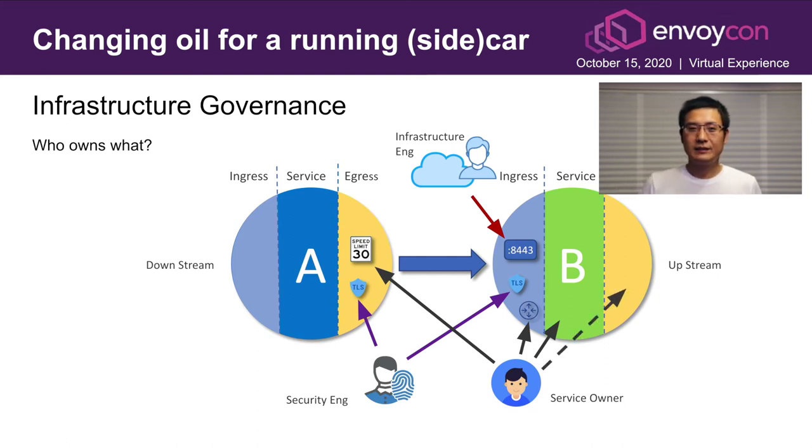And with that, if you look at the owner of service B, from the egress side, he barely has anything to configure. More probably just some declaration of the upstreams he needs to talk to.